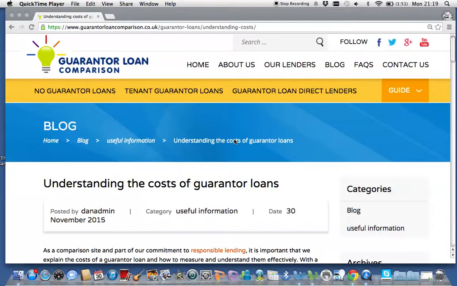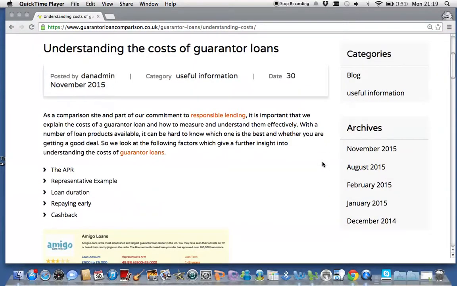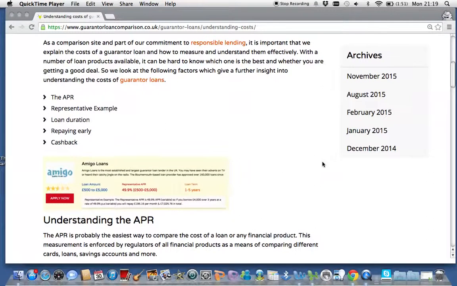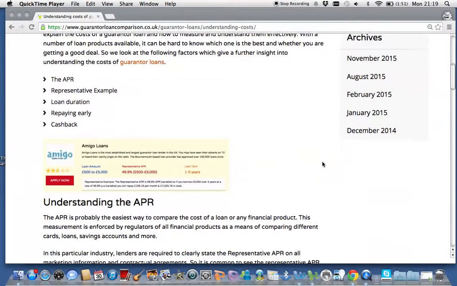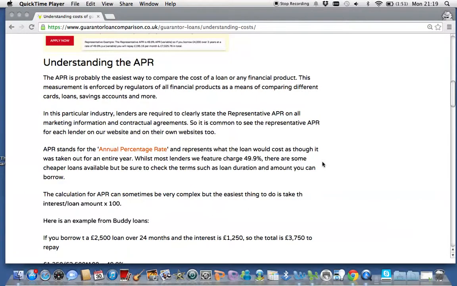This blog is dedicated to understanding the costs of guarantor loans. As a comparison site, we feel it's our responsibility to make sure that applicants understand the different costs associated with a guarantor loan, so that they can also measure them effectively. And above all, when they're looking at a comparison table on our website, they know that they're getting a good deal. So the most easy way to compare the costs is by looking at the APR.